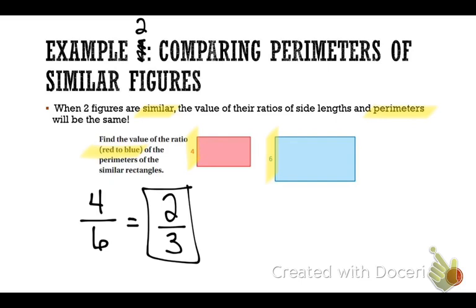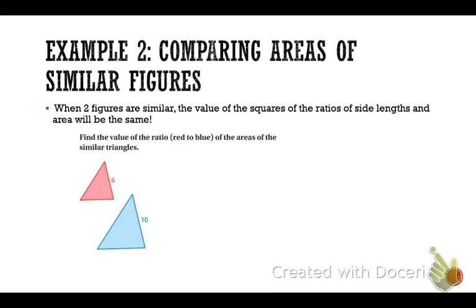All right, so now the only difference between the last slide and this slide is now I'm comparing their areas. Now I'm comparing the area. Find the value of the ratio. Again, okay, here's what's important from red to blue of the similar triangles, okay? Well, perimeter-wise, I would just put it into a fraction and reduce it. Here's the difference with area. I still put it into a fraction.